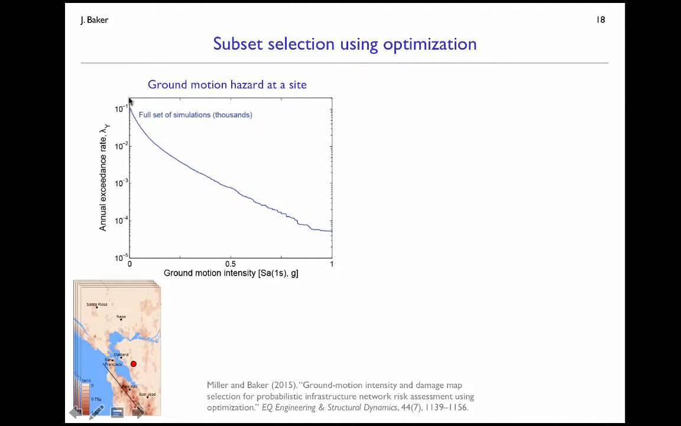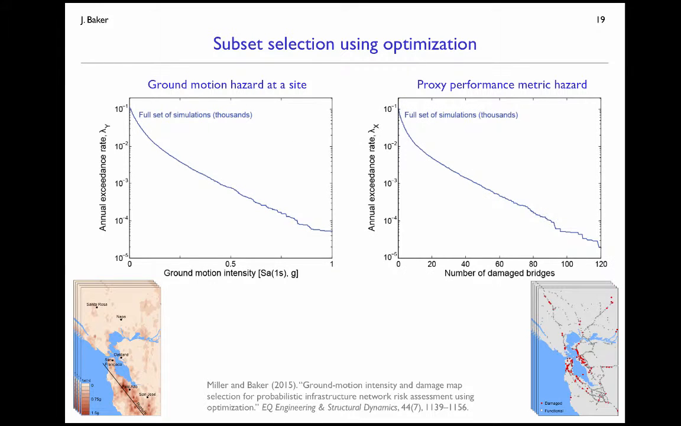If I repeat that calculation for a range of amplitudes, we get a curve that looks like this. This is actually exactly the same thing as a ground motion hazard curve you get from traditional probabilistic seismic hazard analysis. It's just Monte Carlo simulation based. And so this is using thousands of simulations.